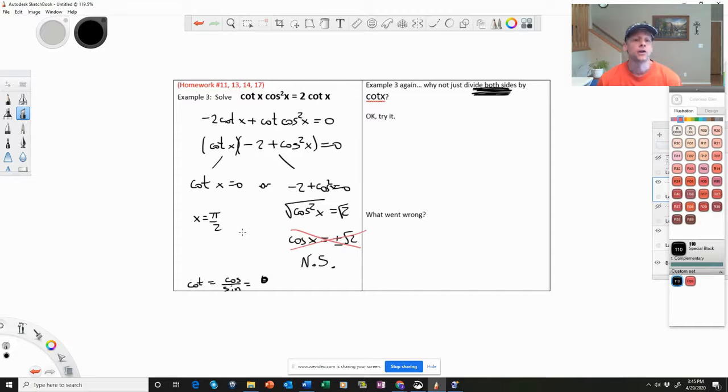The cotangent, like the tangent, repeats every 180 degrees. So we're going to do plus n pi. And there is your solution. In degrees, it'd be 90 degrees, 270, 540. So you start at 90 degrees and you keep adding 180 degrees.